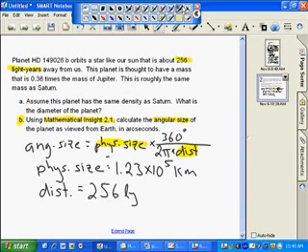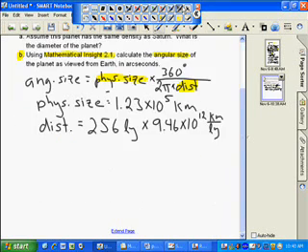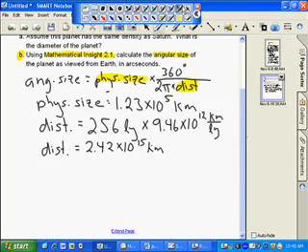But I have the physical size in kilometers, and I'd really like for these to have the same units since they're going in the same equation. So let's convert light years to kilometers. The conversion for that again is 9.46 times 10 to the 12 kilometers per light year. And so this is going to give us a distance equal to 2.42 times 10 to the 15 kilometers. Okay, so now we're ready to put everything into this formula.